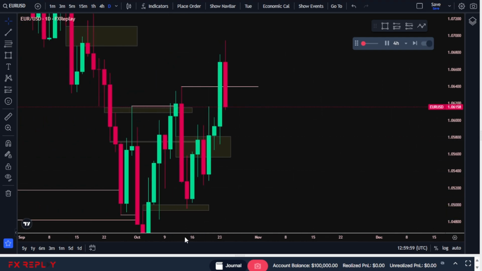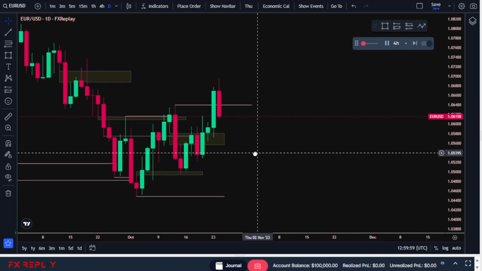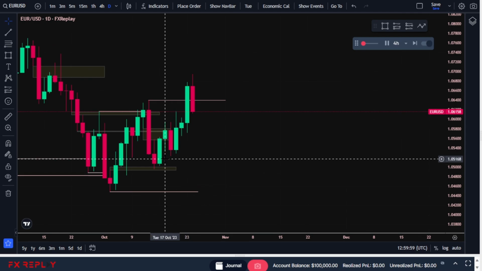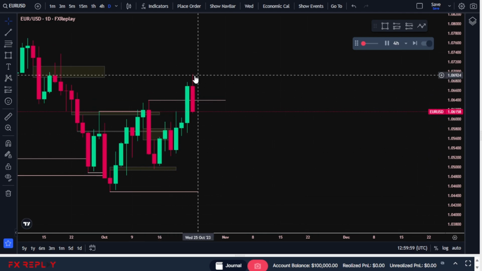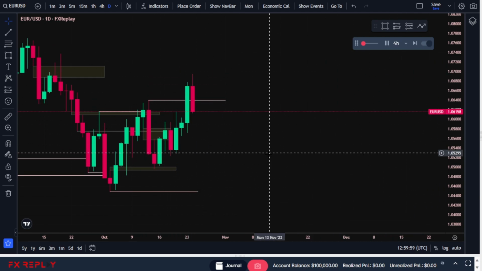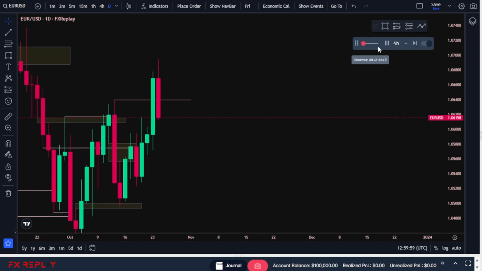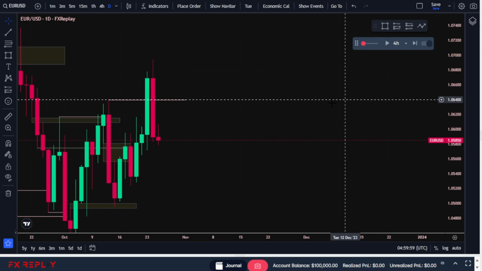Just like that, the price went where we anticipated it to go. See how you can frame a narrative to identify your draw on liquidity and increase your accuracy. This works on all time frames. You can also use it to identify your daily bias, whether you are using it to scalp or even swing trade.